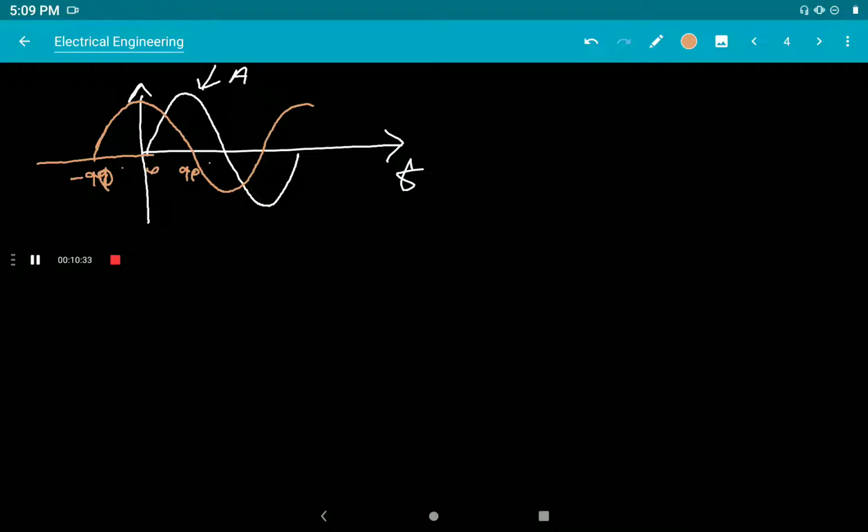What is the condition for waveform B? This one is waveform B. So B is leading by 90 degree. If the waveform is shifted to the left side of the reference wave, then we call it a leading waveform. B leading by 90 degree. So we can say the waveform B is leading the waveform A by 90 degree.